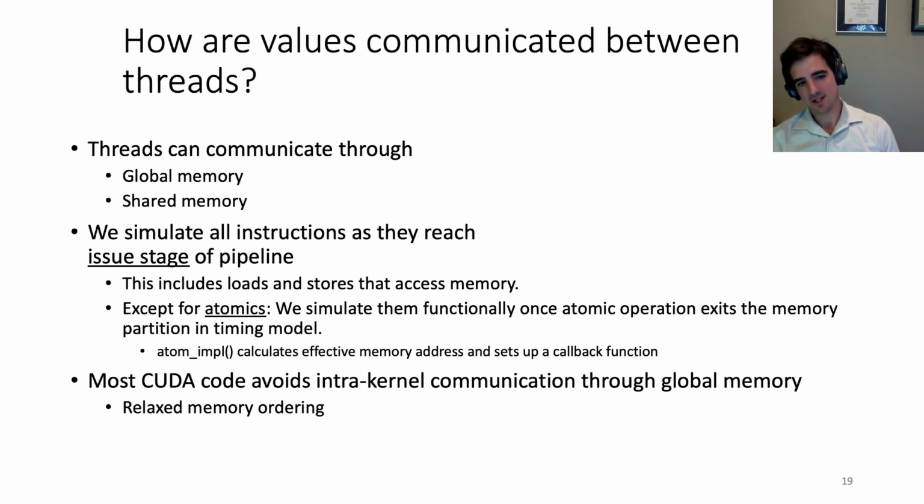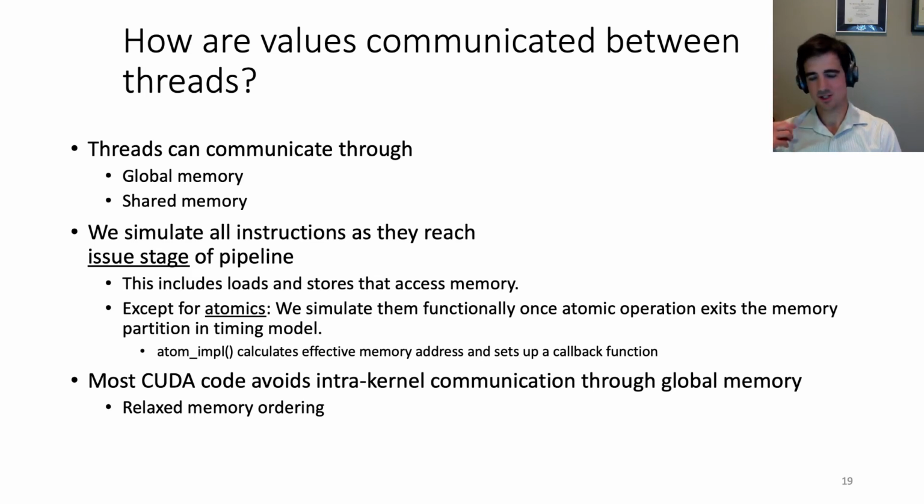Now, the one exception here is atomics. They're strange. The way that we do atomics is that we do it inside the memory partition. All the other instructions do their functional execution at issue. The atomics do their functional execution once they get to the memory partition because they do have to be ordered. If you're doing an atomic operation on a global value, you need to make sure that that value is actually communicated among the threads.